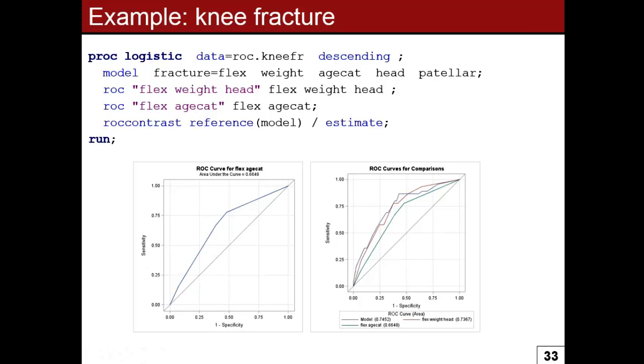Kind of cool. I don't know why they do this and don't allow other things like the likelihood ratio test, which actually makes you do several models. But this statement, ROC flex HCAT, is from a model that's fracture equals flex and HCAT. And this is an ROC curve that is just that. And so here, notice the AUC is 0.6648. That's lower, it was like 0.745. So I took some stuff out of the model and the prediction gets worse. Okay, so that would make sense.